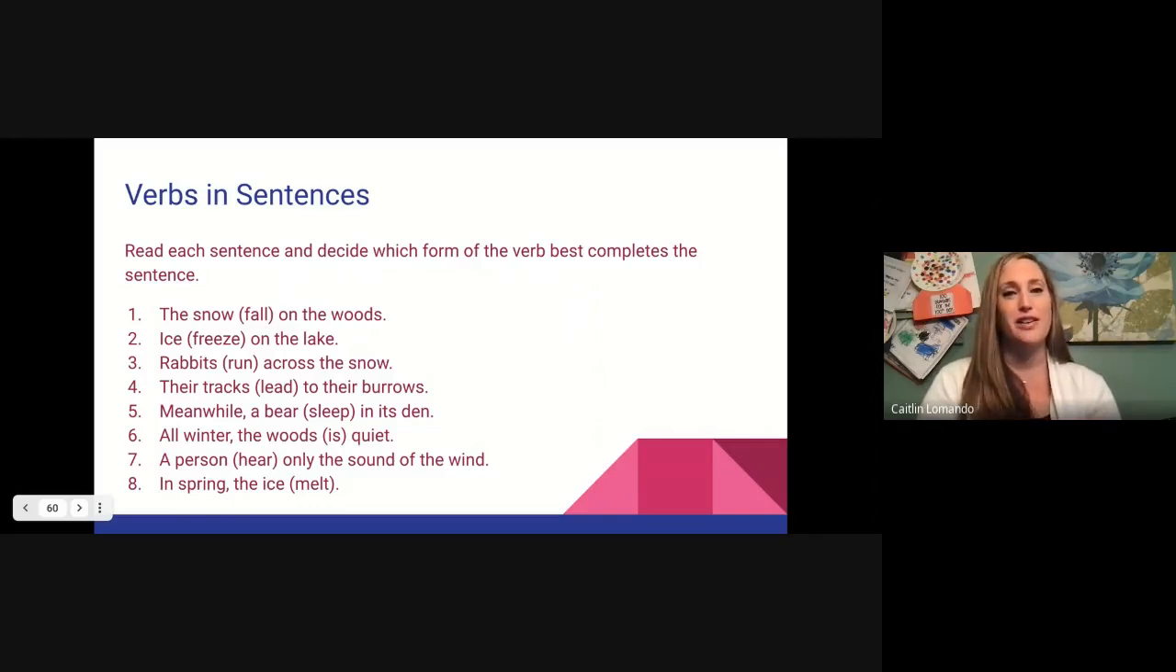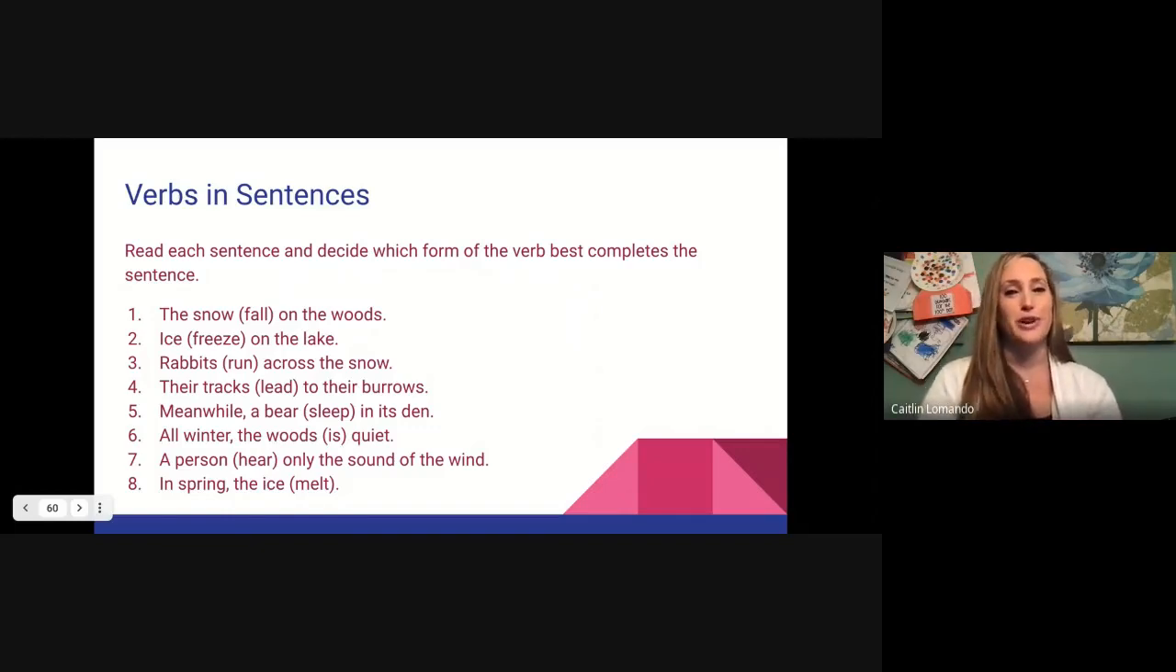Number 5, meanwhile, a bear sleep in its den. How do we change the verb sleep to agree with the subject, a bear? We would say, meanwhile, a bear sleeps in its den. Number 6, all winter the woods is quiet. How do we change the verb is to agree with the subject, woods? We would say, the woods are quiet. So we have to change that linking verb to agree with the subject.